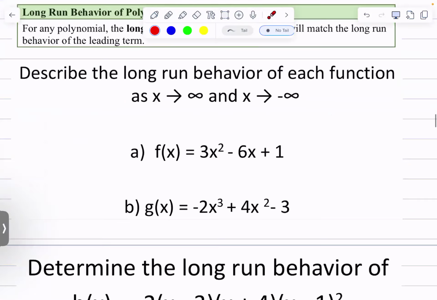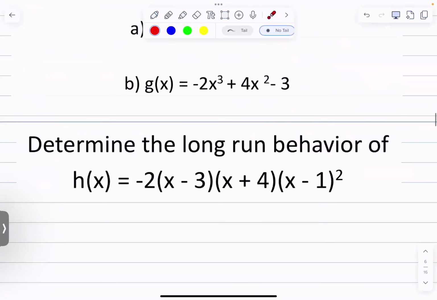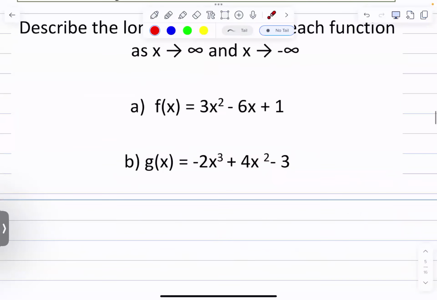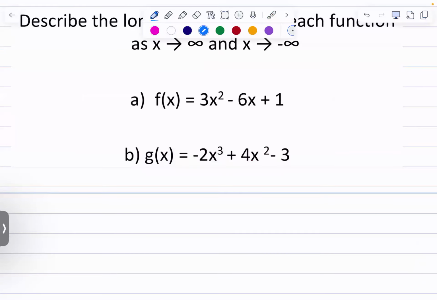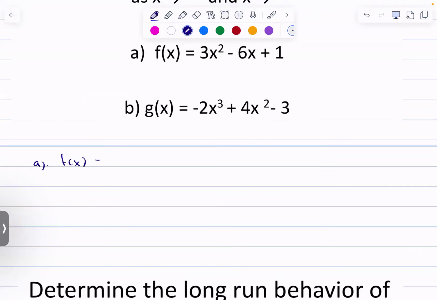So, describe the long run behavior of each of these functions. I'm going to have to add a page here. Let's start with f of x is 3x squared minus 6x plus 1. I see that this is already written with my powers decreasing, and so that's nice.